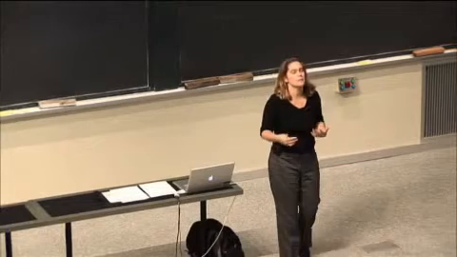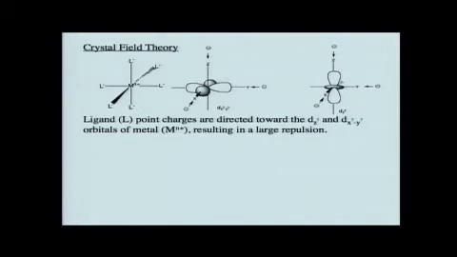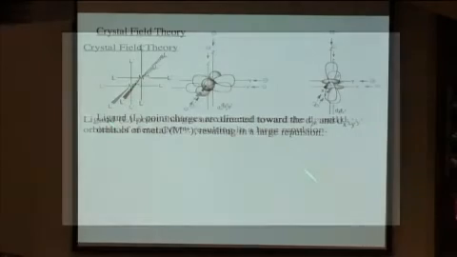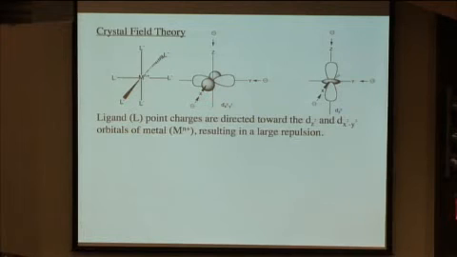So let's look at each one of these orbitals now in detail and think about how a ligand that's pointing directly toward it is going to be affected. So we have the ligands L as these point charges directed toward the dz squared and the dx squared minus y squared orbitals, and these would result in quite a bit of repulsion. If you had a ligand right up here along z, that would be a very close interaction. In this case, you're going to have ligands along x and y, again pointing directly toward the orbitals. That would be quite repulsive.